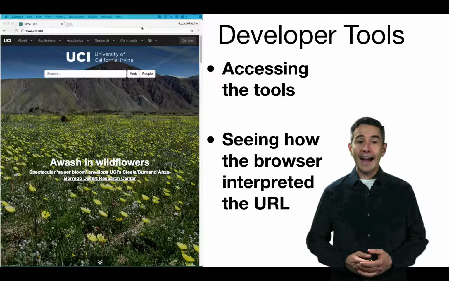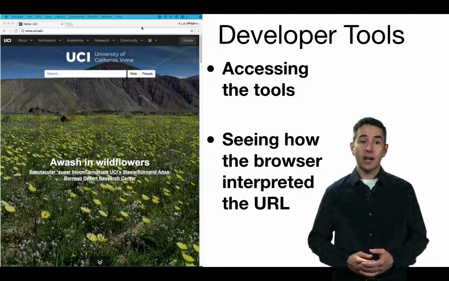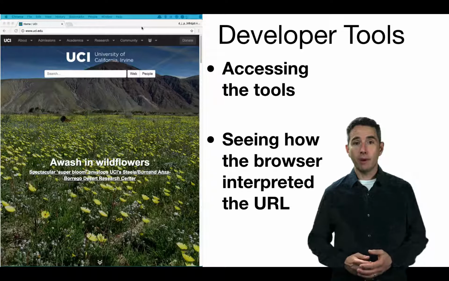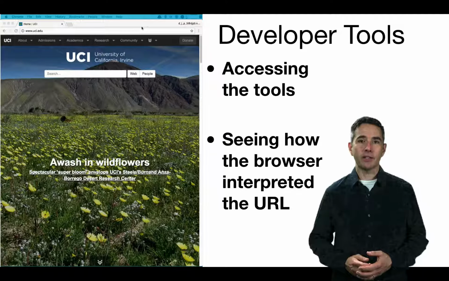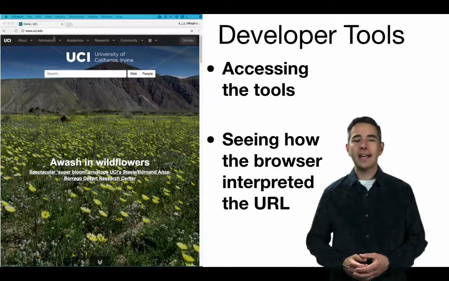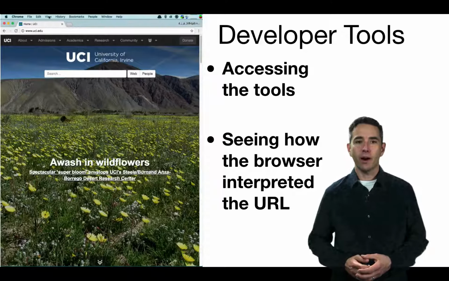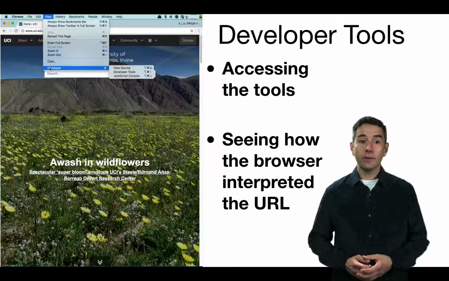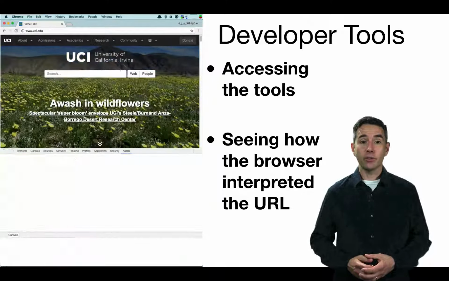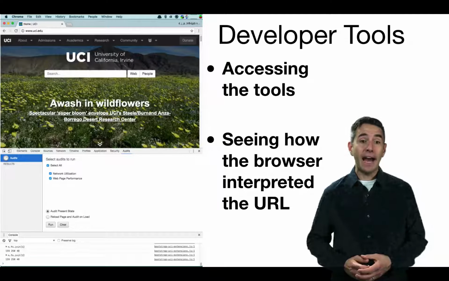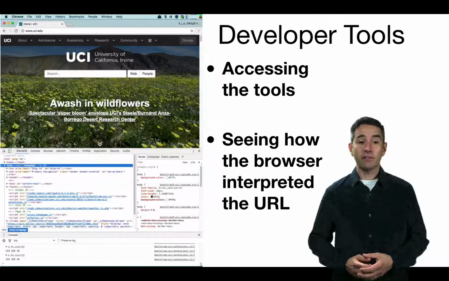In Chrome, we access the developer tools usually by going through the menu bar and under Developer, opening Developer Tools. You can also right-click on the web page and use Inspect element in order to open up the developer tools. So let's see how to access those tools and to see how the browser interprets our URL. If we go under View and Developer, we can open Developer Tools, and that's going to open this bottom half of the browser with a bunch of different information.